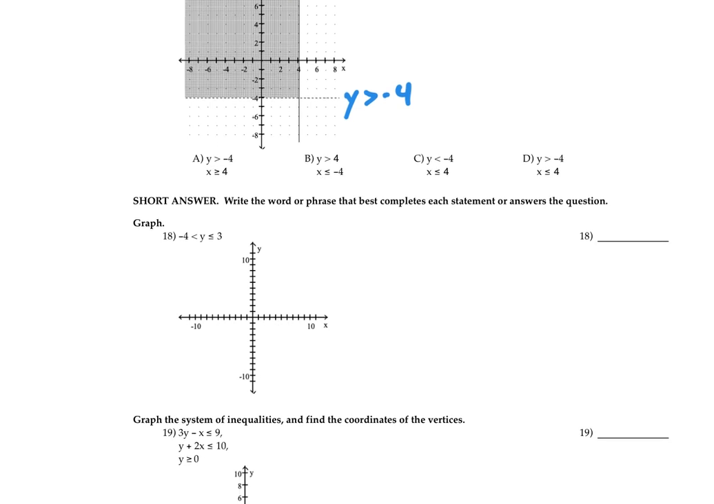18 is doing the same thing, except it only has a y. And so we're going to go up 3, make a solid line because it's less than or equal to 3. Negative 4, we're going to go down 4. That one would be a dashed line because it's just less than. And then it's going to be between. Y is between negative 4 and positive 3. And that would be my graph. Okay, if it was x instead, it would be 2 vertical lines instead of 2 horizontal lines.